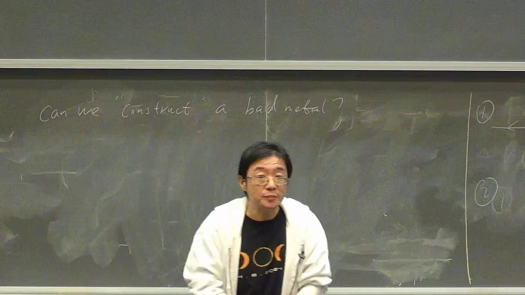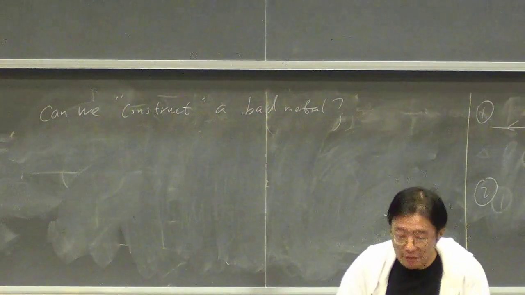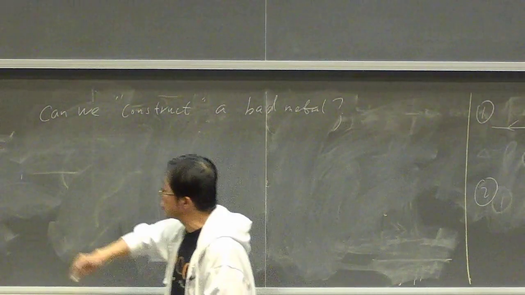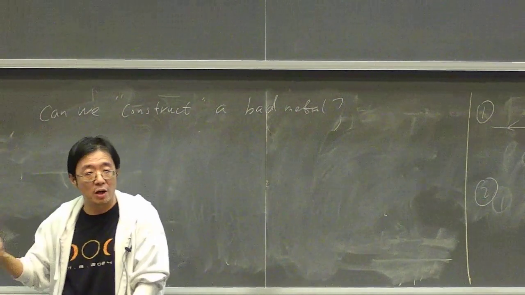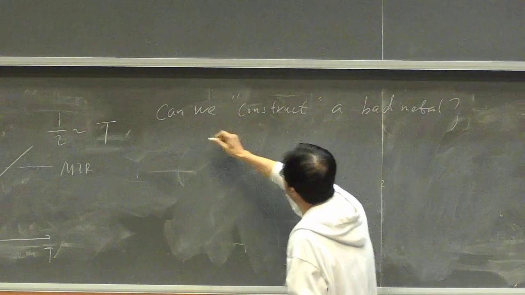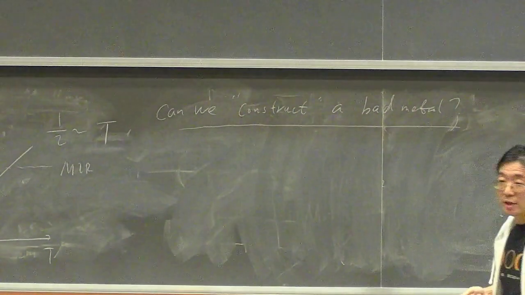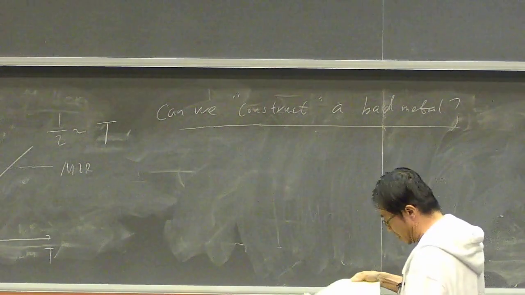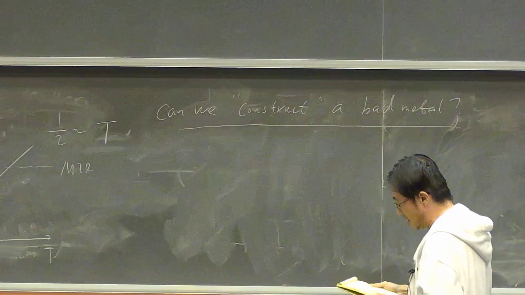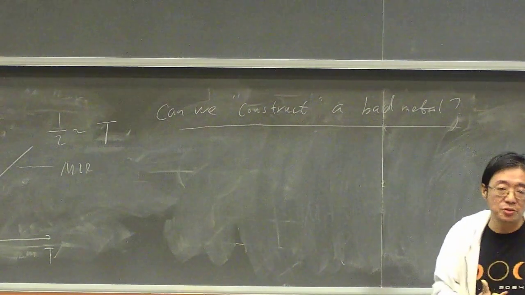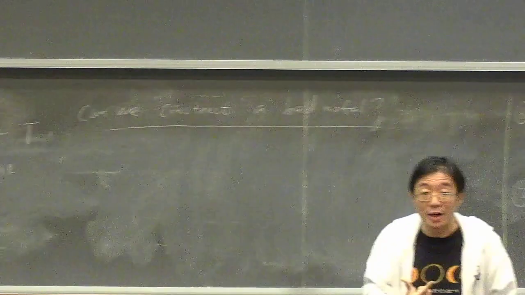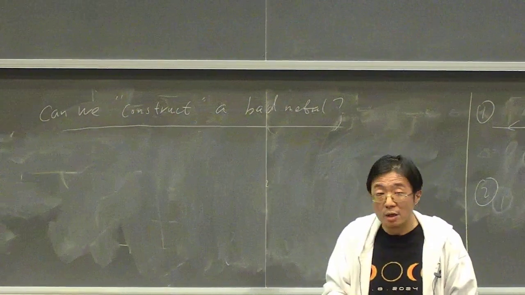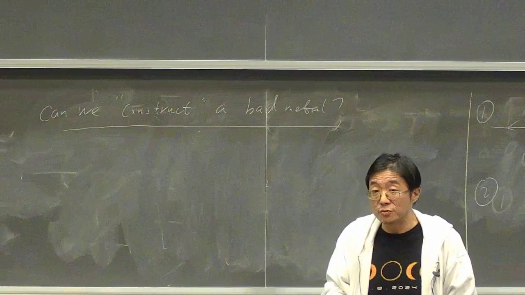Right. Okay. So now I'm trying to switch gear to a different question. Answering a realistic question is very hard, so let me try to answer a different question. Can we construct a bad metal? Bad metal, by definition, means that we cannot use electrons as the basis for our description. We cannot use electrons anymore.